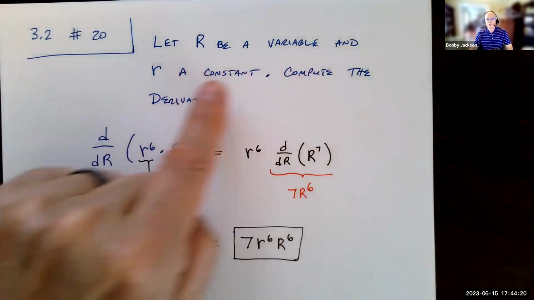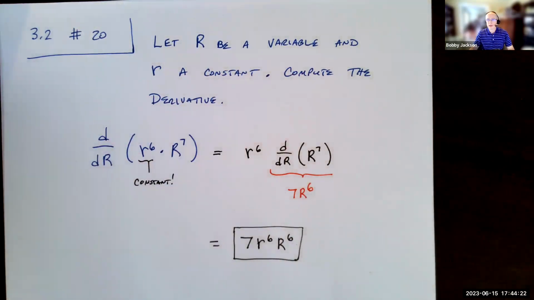So make sure you carefully read any information like this that tells you, if you have more than one letter, is it a variable or is it a constant? That's important to determine. Okay, hope this clears things up on this one.